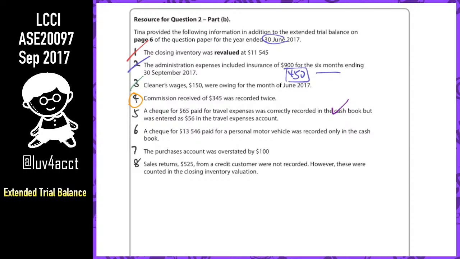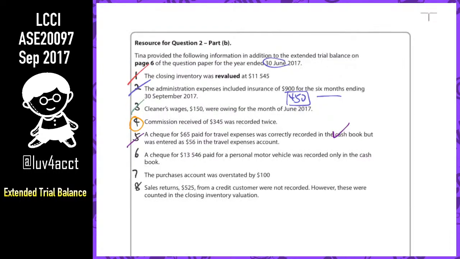Payment, right? Cash book, correct? Okay, yes. Item 6. A check 13546 paid for a personal motor vehicle was recorded only in the cash book.